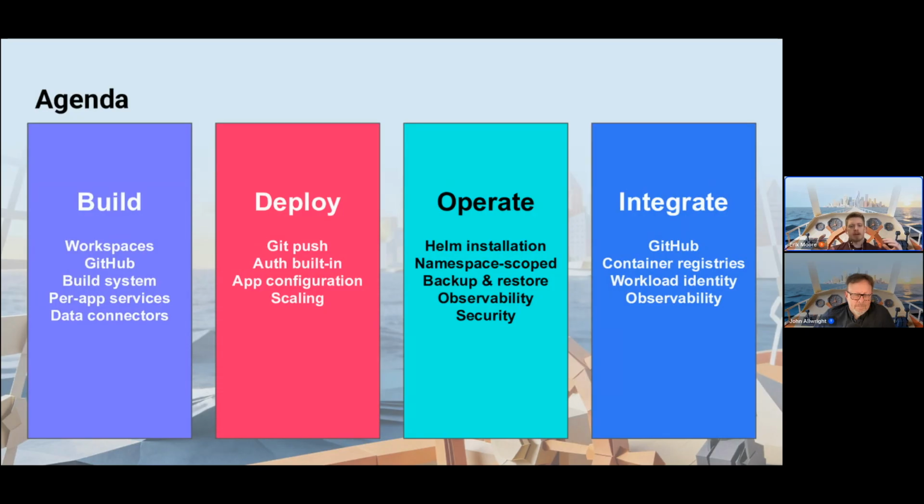For operate, kind of the outer umbrella and envelope of this, you start with your Helm install in the namespace scope. You can back up and restore it outside of the cluster. You can see what's going on, and it's secure by default. And then the umbrella around that is integrate with GitHub, container registries, workload identity, your observability tools.